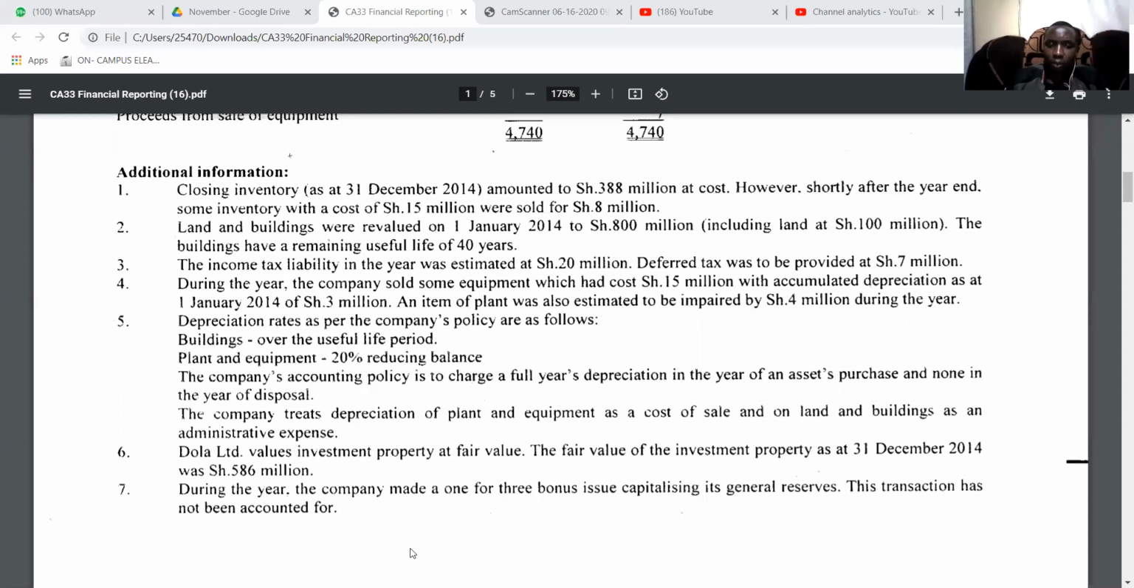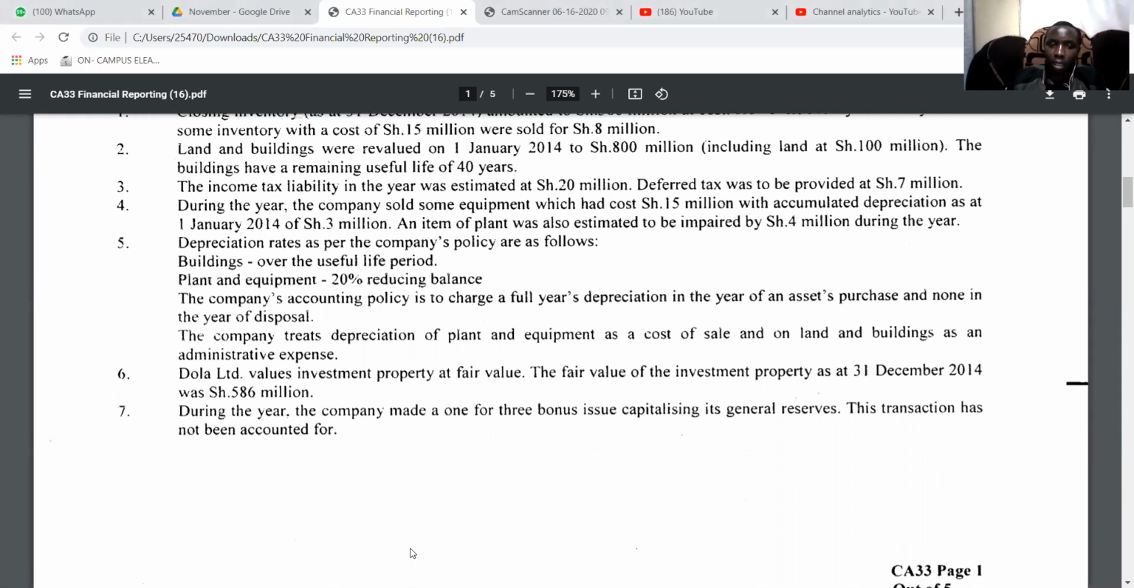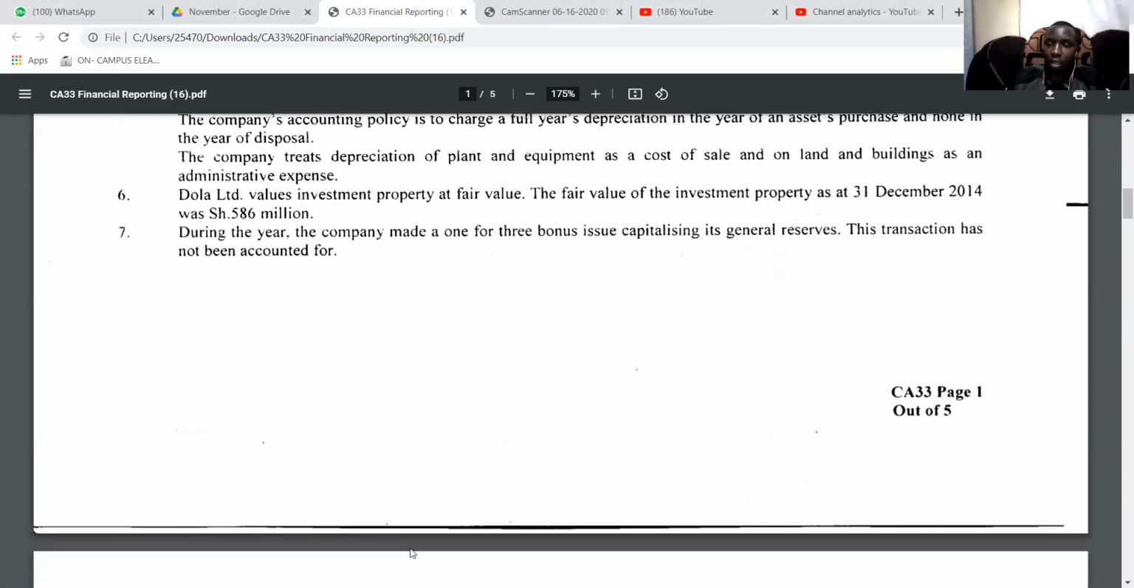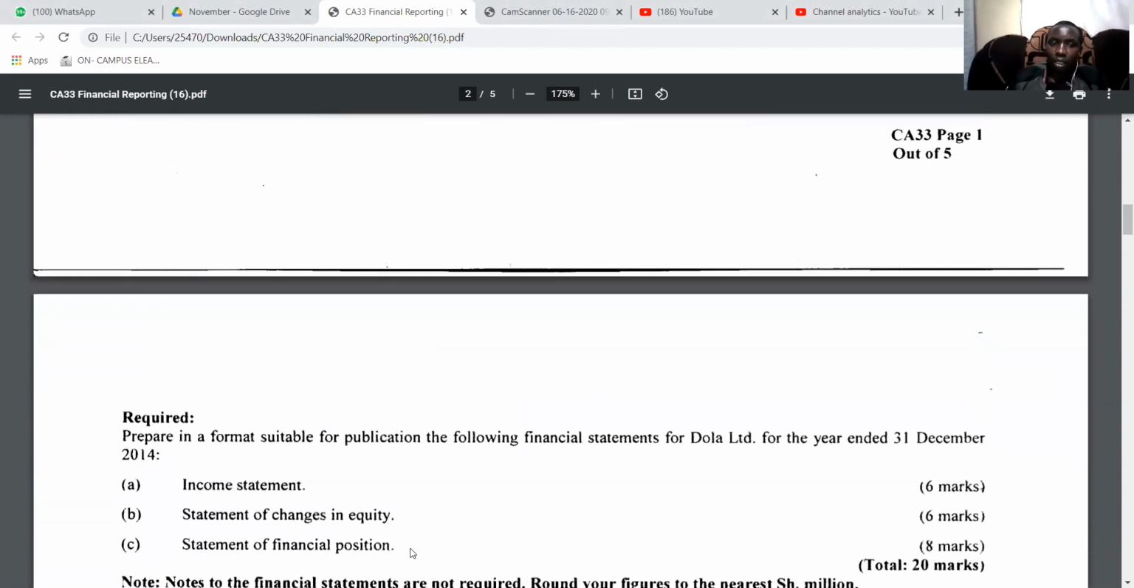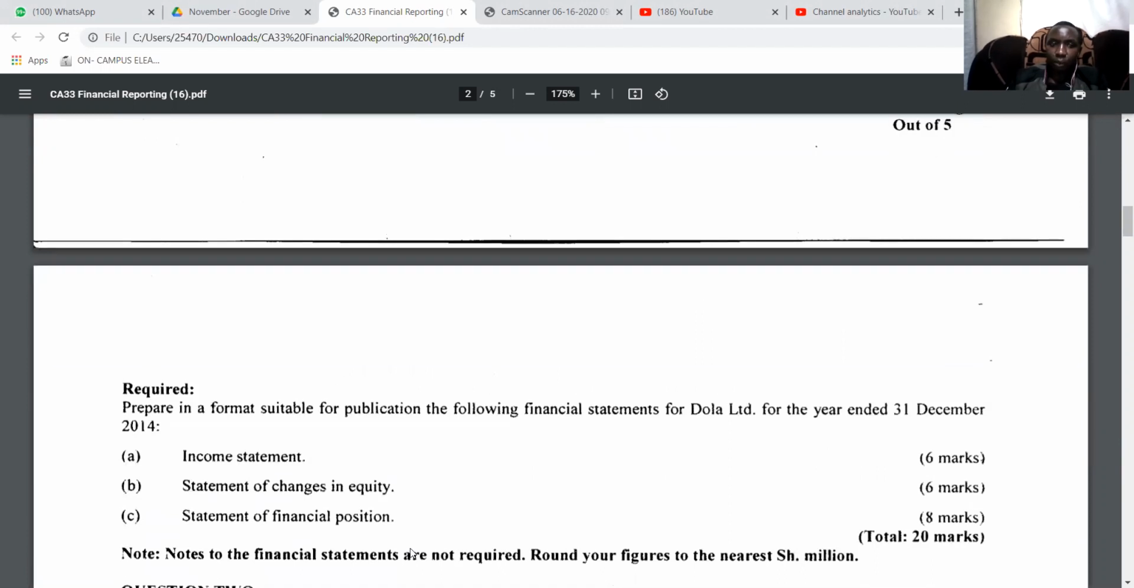So it has not been accounted for. We will account. That is our work. That is why you are examined. You have to account for that amount. Then what you are required to do is the income statement, statement of changes in equity, and the statement of financial position.